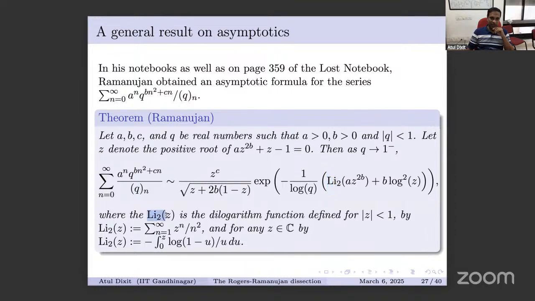So this dilogarithm is defined for |z| less than 1 by this infinite series, the summation of z^n over n². But one can also analytically continue, or write for any complex z, this dilogarithm by means of this integral. Okay, so let us go with the result of Ramanujan. On the left-hand side, there was a sum of products, each product consisting of 2 infinite series.